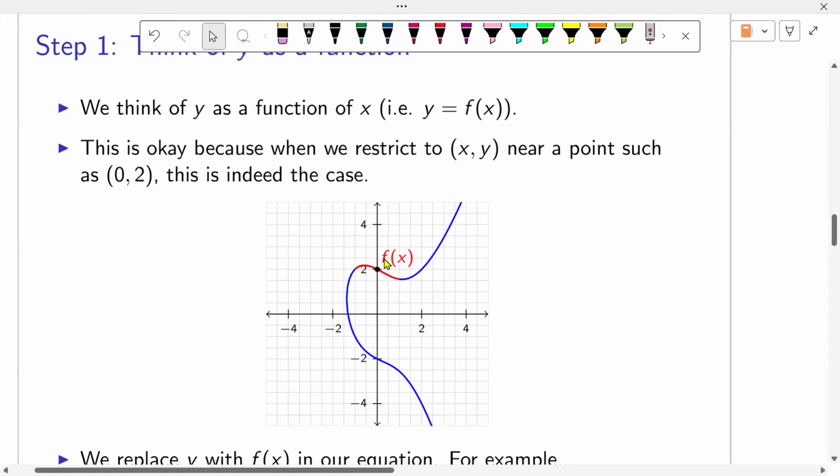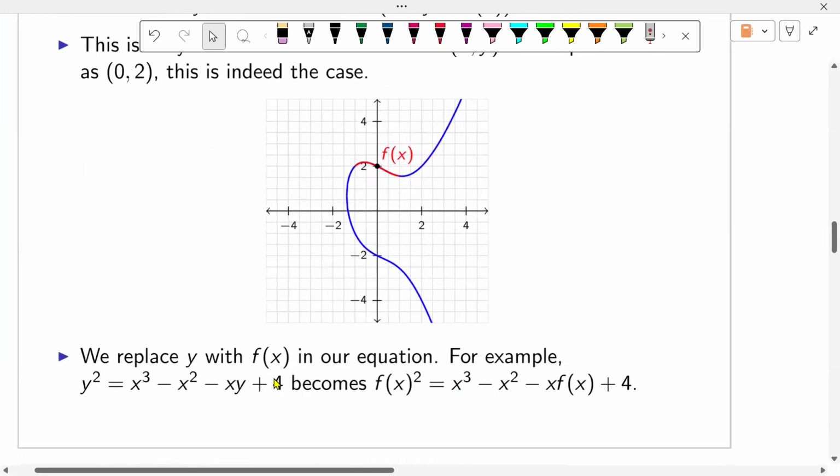Do I know what that function is? No. If I were to go back to my original equation here, y squared plus x cubed minus x squared minus xy plus 4, and attempted to solve for y, I would become a bitter, angry person. It is not easy to do. It's not straightforward in any way whatsoever. So finding out what this f of x is exactly is impossible for us in many cases.